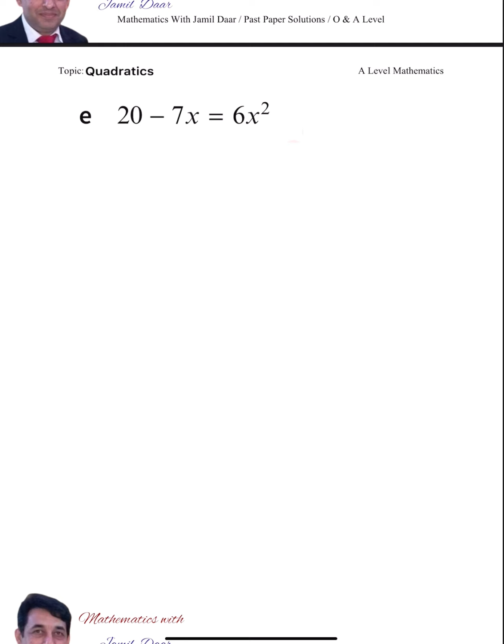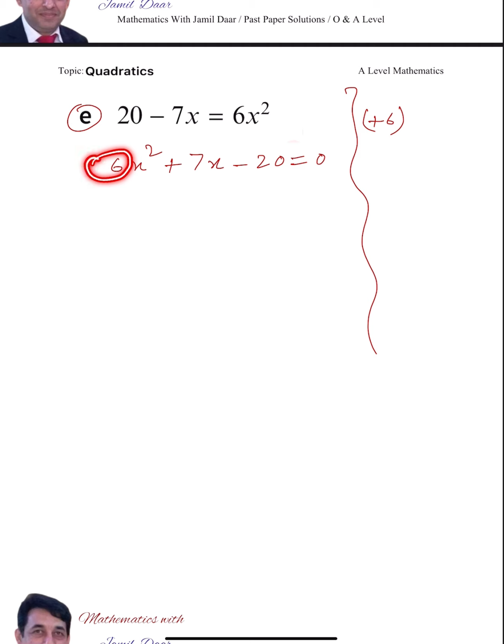Working. First of all, this is part E. Bring both of these to the other side. This will become 6x square plus 7x minus 20, and here it would be 0. So 6x square plus 7x minus 20 is equal to 0. Now you have made the quadratic equation. Multiply plus 6, the coefficient of x square, with sign, and the last constant with sign, minus 20, which is equal to minus 120.